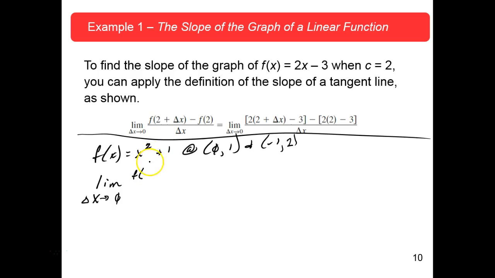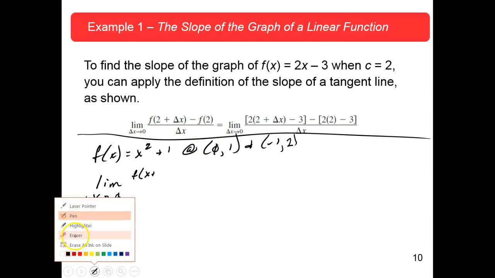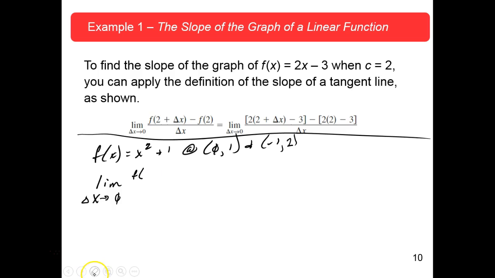F of x plus delta x. Now, we already know what our x is. Our x for the first one is 0, so let's plug in a 0 for that one, okay? So this is just going to be f of delta x, right? 0 plus delta x is delta x minus f of 0, right? F of 0 plus delta x minus f of 0. That's our formula, right? All divided by delta x. Okay, so we got to plug that in now.